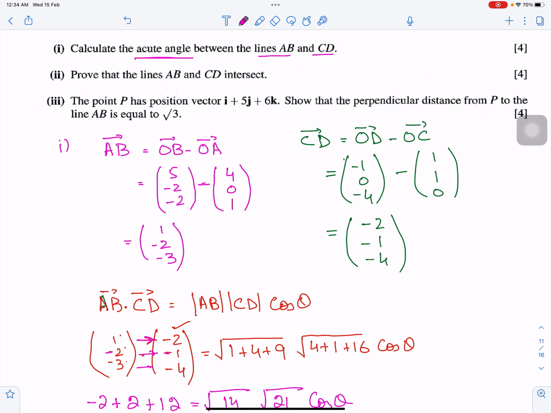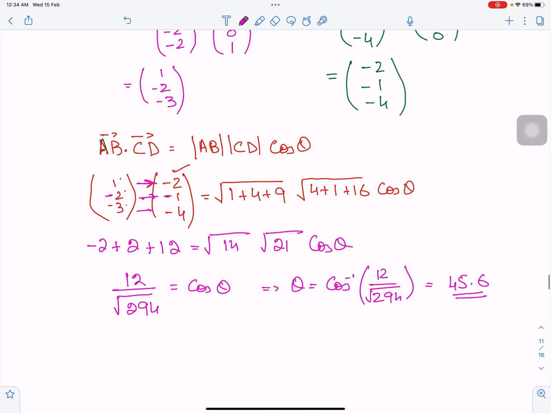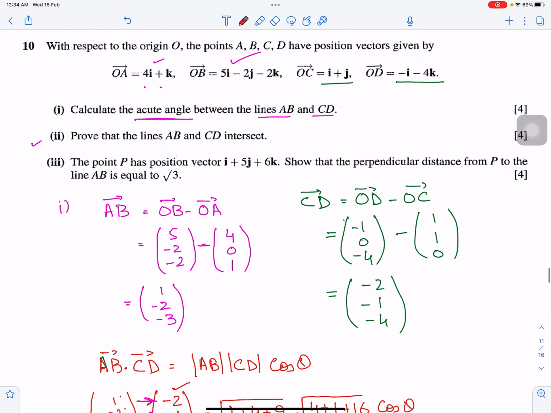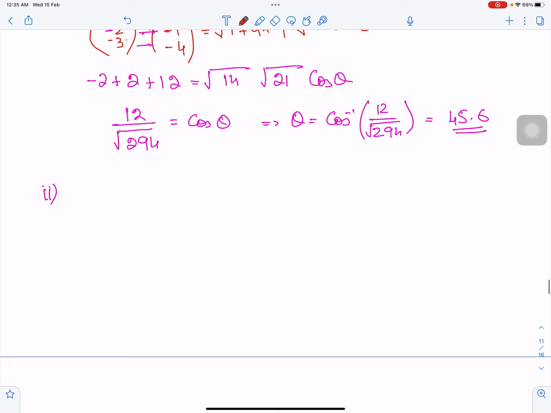Part 1 is done. Part 2 is saying prove that lines AB and CD are not intersecting. This is again a very, very important concept. Let me change the color here. Now to find out that lines AB and CD are not intersecting, I need the vector equations of these lines. So first of all, let's find the vector equation of line AB. The vector equation of line AB is r equals a plus lambda b.